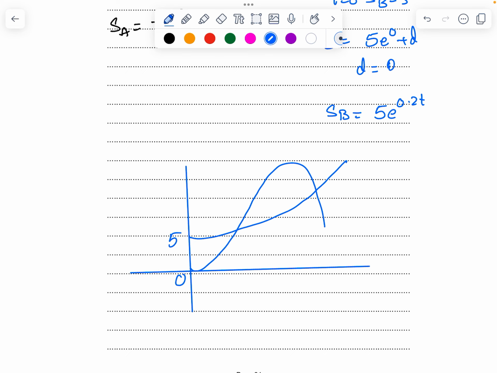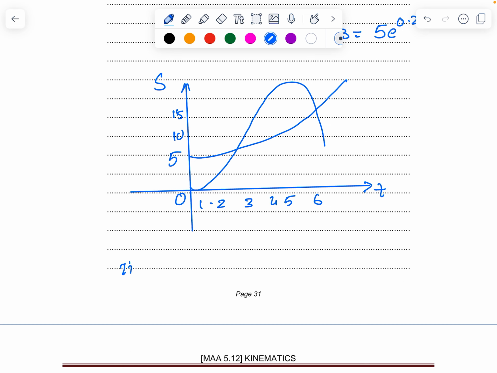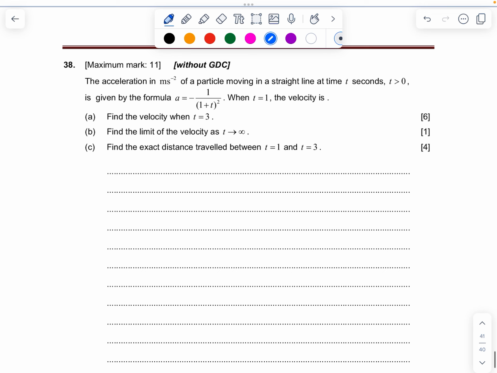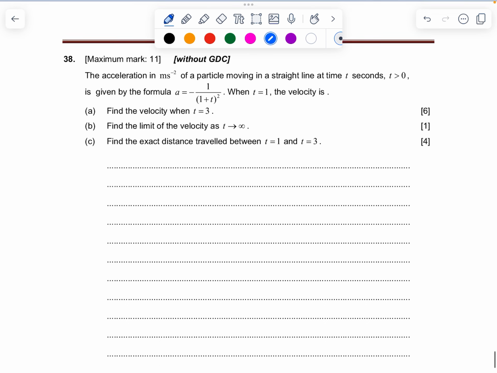This is 5, 0, and t, and this is S, and 1, 2, 3, 4, 5, 6, and 5, 10, 15, and so on. This is going to be this one. Now, where do they intersect? Use the graphing calculator. You should be getting 1.95 and t equals to 7.81. And the last question, question number 38.